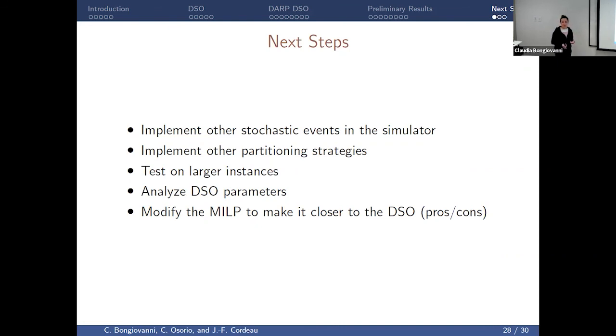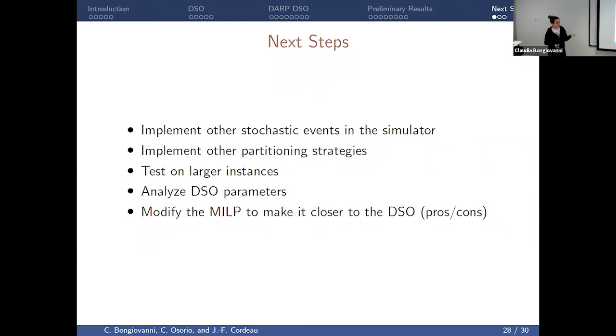Of course, a sensitivity analysis on the DSO parameters. This does not only include the number of iterations, but could include also the sampling strategy, so how much attention I put to the partitions or not. And at the very end, the MIP that I'm using now is actually quite different from the DSO, in the sense that the mixed integer program includes a lot of constraints that are not present in the simulator, which means that there is quite a gap between what the MIP gives me as a solution and what the simulator would like to have as a solution.